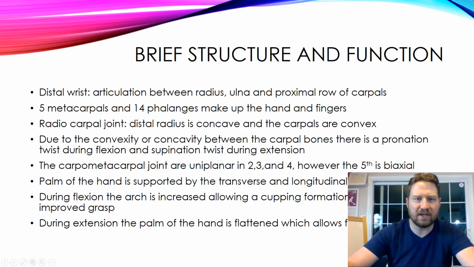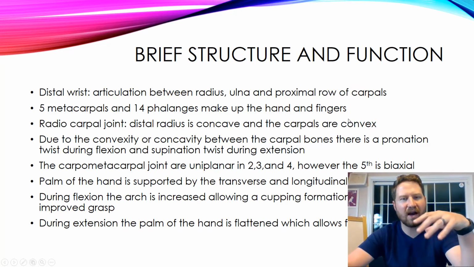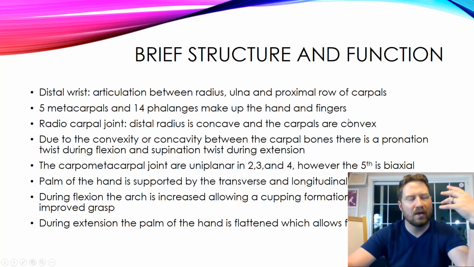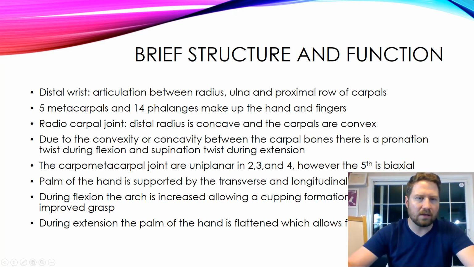Radiocarpal joint: the distal radius is concave, and the carpals are convex. So during wrist flexion and extension, you have a convex moving on a concave. Roll and glide are opposites. Okay, the carpal joints are uniplanar in 2, 3, and 4, however, the 5th is biaxial.